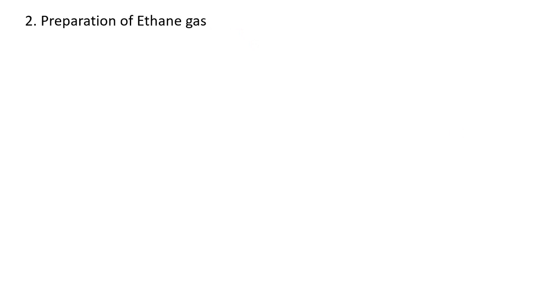Then next let's look at the preparation of ethane. Okay, so let's look at the preparation of ethane. All right, so ethane gas, how do you prepare ethane gas? It's simply by catalytic hydrogenation. So you prepare ethane gas by catalytic hydrogenation. All right, so catalytic meaning that there is involvement of a catalyst. Hydrogenation meaning that you add hydrogen gas to something.